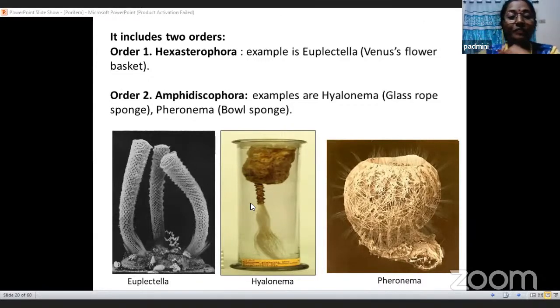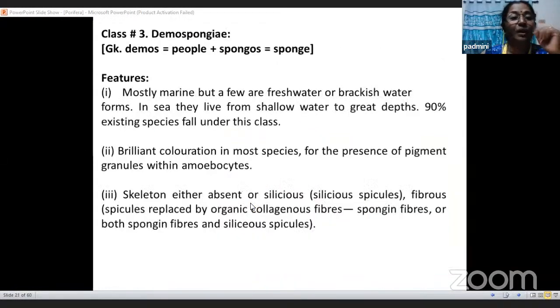Whichever specimens we are going to show in the college, you will have to read that. Only those will be kept for you all to display, and from your practical examination point of view. Whatever specimens we have, you'll have to read them thoroughly so that you will be prepared for the exam. Okay, so the last one, Demospongia, people sponge.